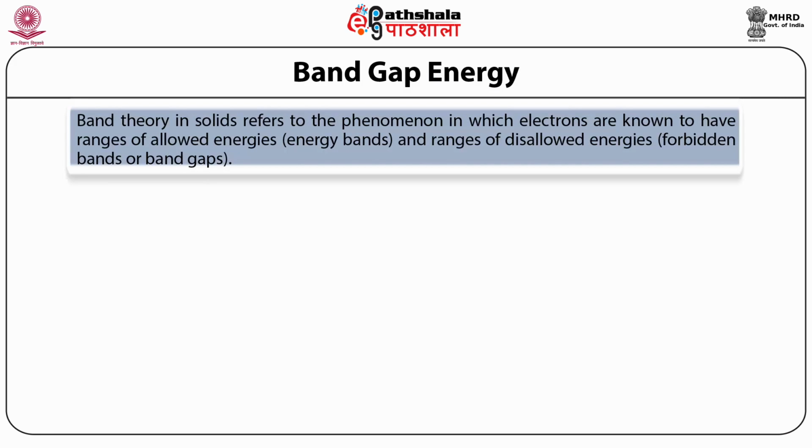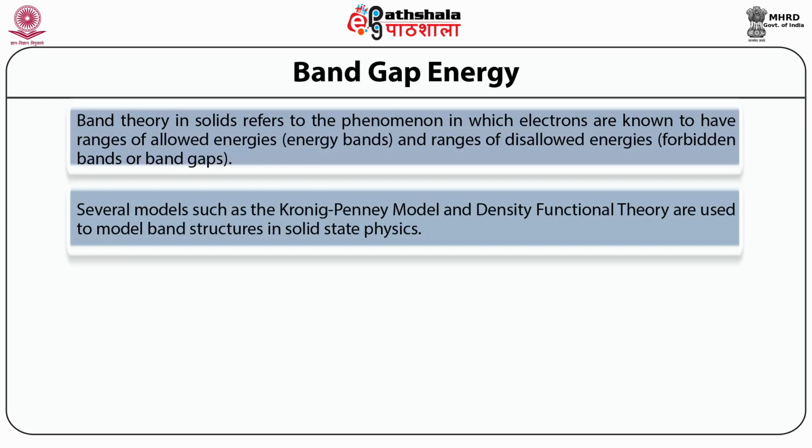So the first is band gap energy. The band theory in solids tells us about the allowed and disallowed energy states. Here, allowed are the energy bands and disallowed are the forbidden bands or the band gaps. Numerous models have been developed to model the band structure of solids, such as the Kronig-Penney model or density functional theory, and so on.